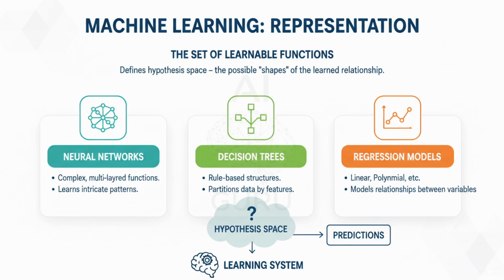What's the formal language? The set of possible functions or hypotheses the computer can even consider? Are we looking for a straight line, a parabola, a decision tree, a neural network? You have to define the space of possibilities. Okay, step 1, choose the model type.